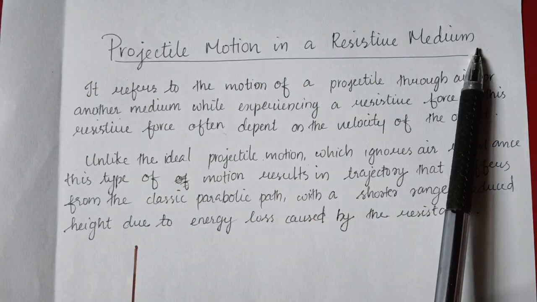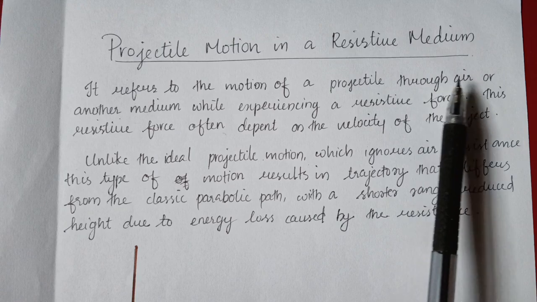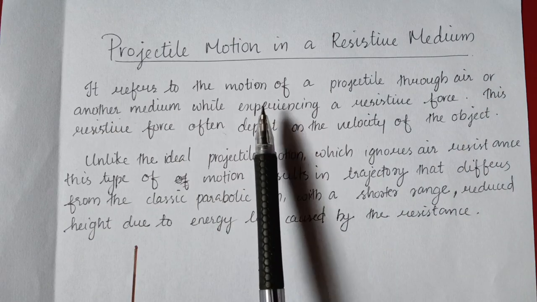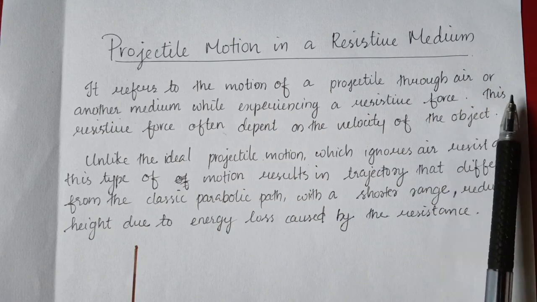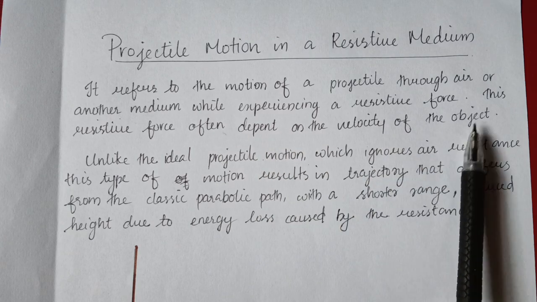Projectile motion in a resistive medium. It refers to the motion of a projectile through air or another medium while experiencing a resistive force. This resistive force often depends on the velocity of the object.